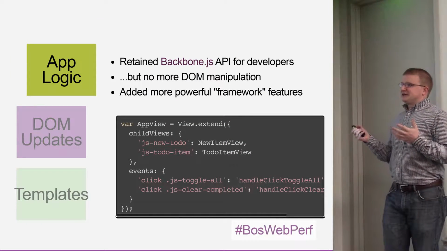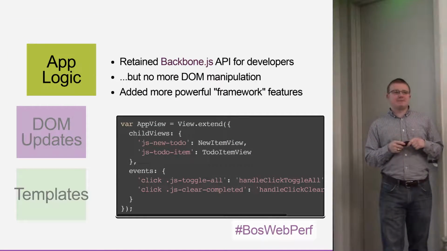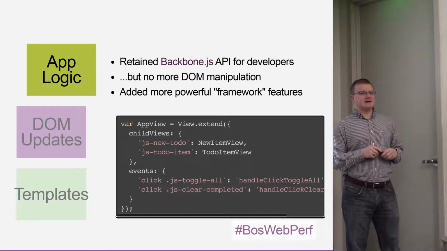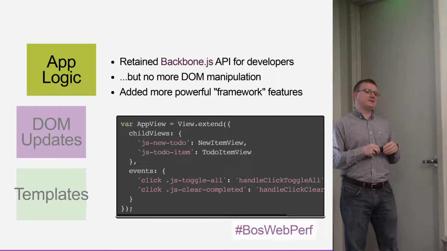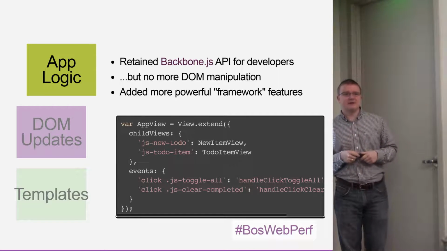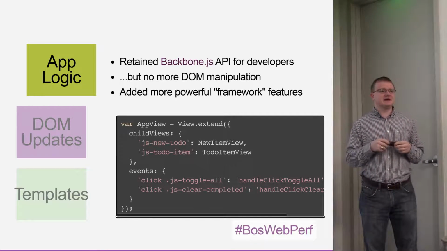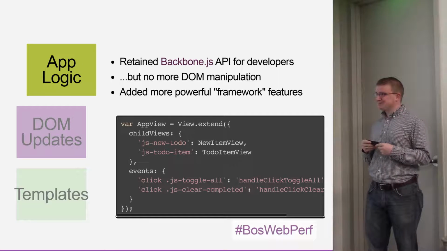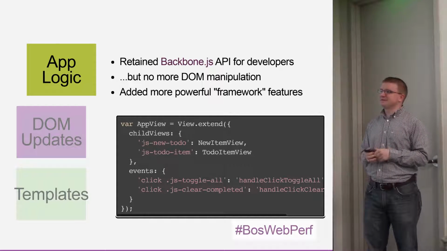All right, so the app logic. We actually kept Backbone's API. We were fairly happy with it. Not only that, we had a lot of code that was already written with Backbone. While it wasn't perfect, it could be refactored to how we needed with Tungsten. And so that API was familiar to developers. We had code that we wanted to work with.